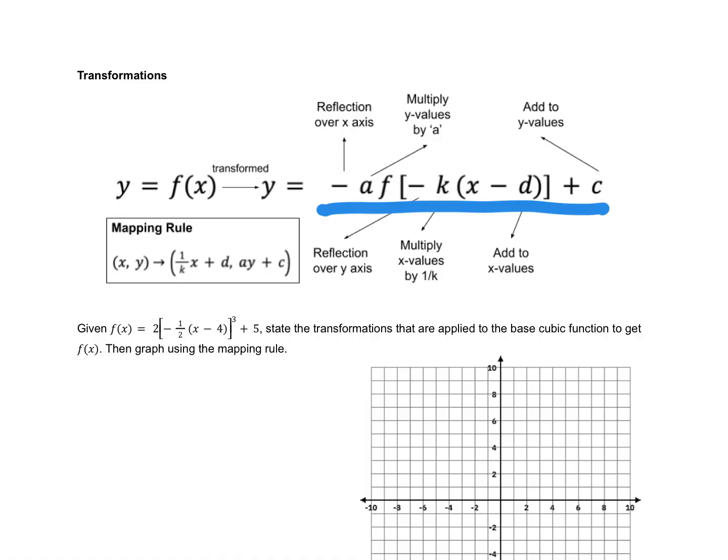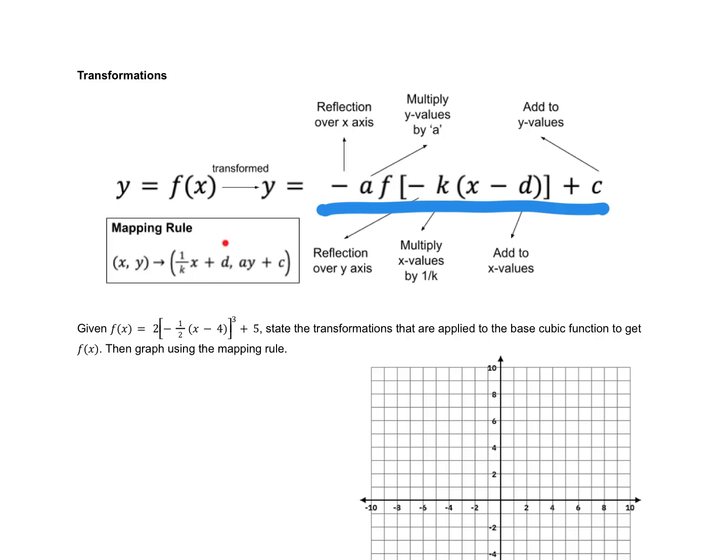Okay. Now, the way we're going to graph really all of the functions in this course is using the mapping rule. And we're going to start with the base function. So it might be the x cubed function or the x to the 4 function. And we're going to create a table of values from x values of negative 2 to 2 to find 5 coordinates, let's say, on this original parent function.